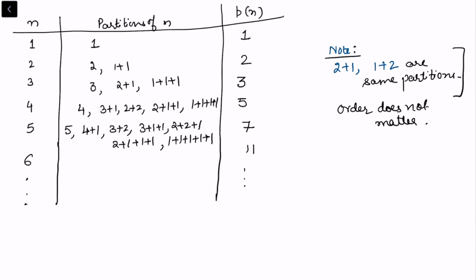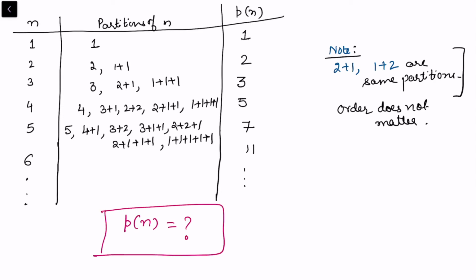Now the question is, how do we generate this number Pn? What is the exact formula for Pn, or is there any generating function corresponding to Pn? If I want to know the partitions corresponding to n equal to 10, or n equal to 100 and so on, how do I find this number Pn? Because it will be difficult to write all the partitions manually, and this number goes very, very large. So we will look at this problem using the generating function.